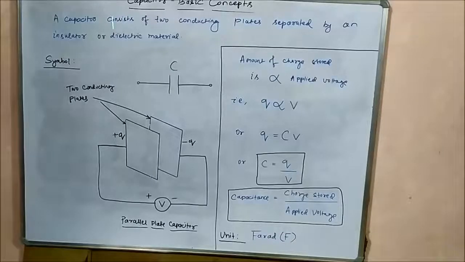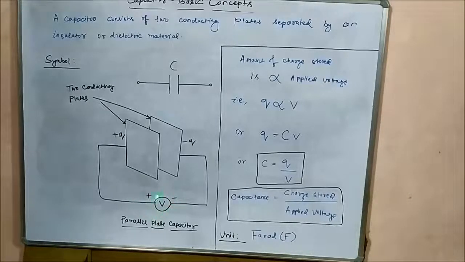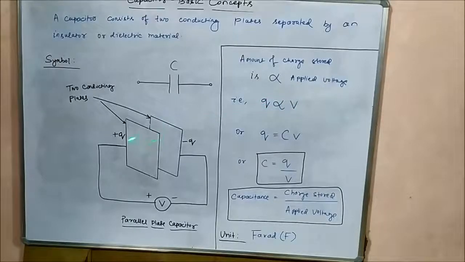Now the charge which is acquired by the parallel plate capacitor arrangement, which has a magnitude of plus Q, is directly proportional to the voltage which is applied to the capacitor arrangement. The amount of charge stored by the capacitor is directly proportional to the applied voltage. So we can say Q is directly proportional to V, where Q is the charge acquired by the capacitor and V is the applied voltage.